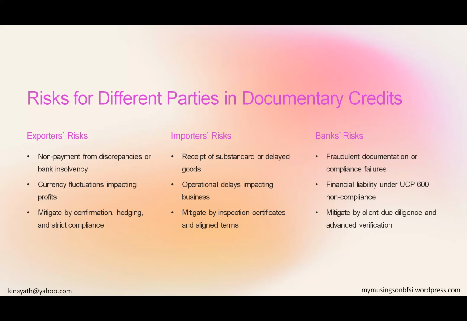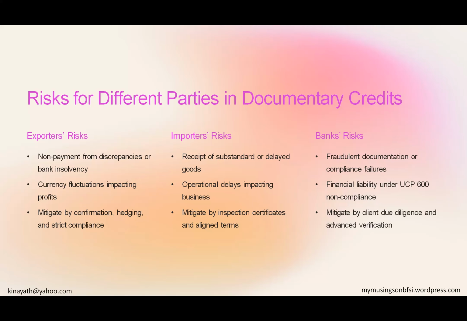What are the different risks? For the exporter, the primary risk is non-payment. Then comes currency fluctuation, because your realized value will be lesser or more, we don't know. And third is the issuing bank, issuing country risk other than the documentary risk, which can be mitigated by confirmation. Currency risk can be mitigated by hedging. Documentary risk or discrepancy risk will have to be mitigated by expert training and proper attention to the LC terms.